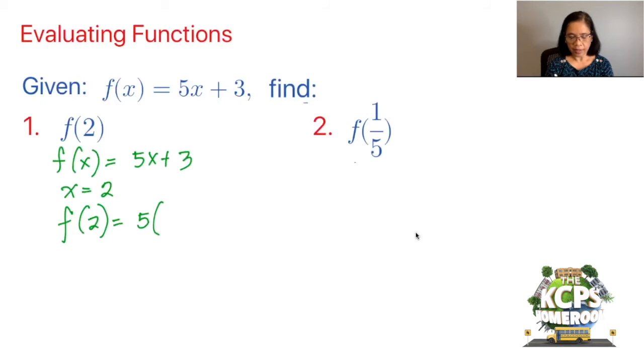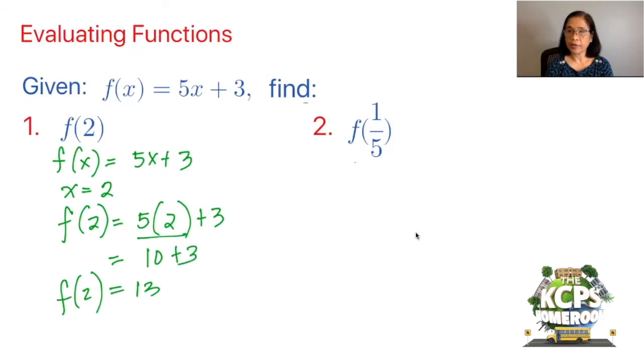So replace x with 2 in the function, then plus 3. So our f of 2 is 5 times 2 is 10 plus 3. Then our final answer is 13. So f of 2, or the value of the function when x is 2, is 13.